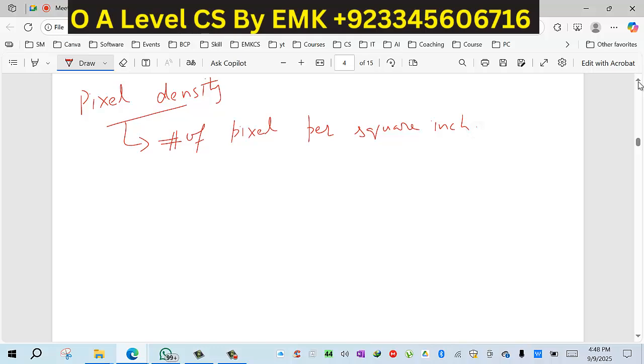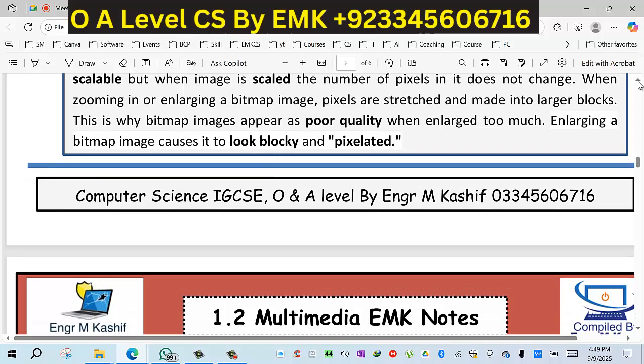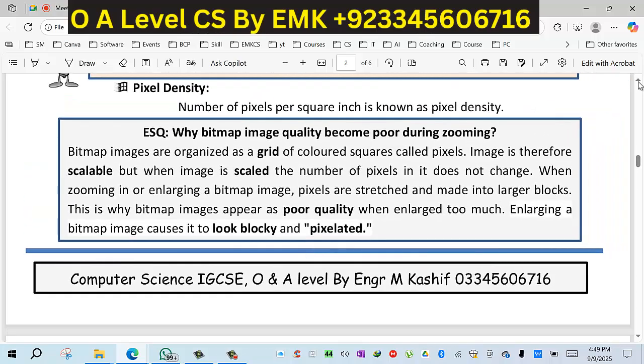Number of pixels per square inch is known as pixel density. If you increase the pixel density, your image will be more clear, and your image quality will be higher. But remember that your image size will also increase. Understood? Yes. Okay.